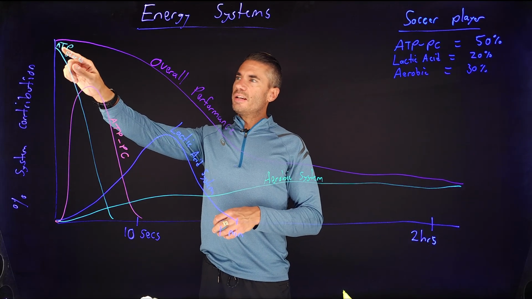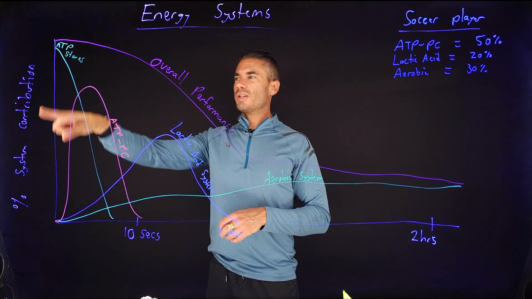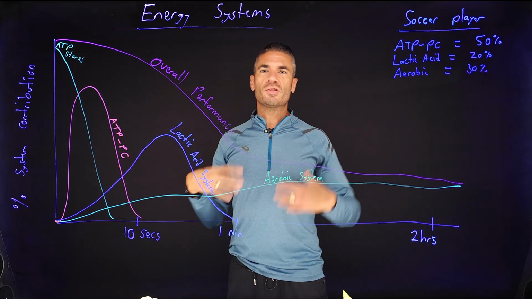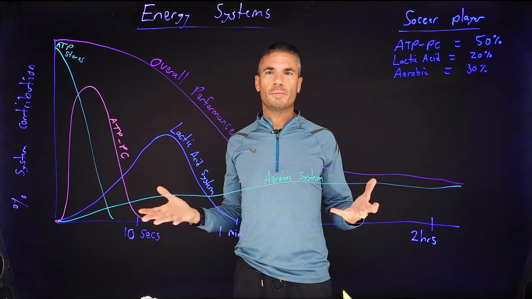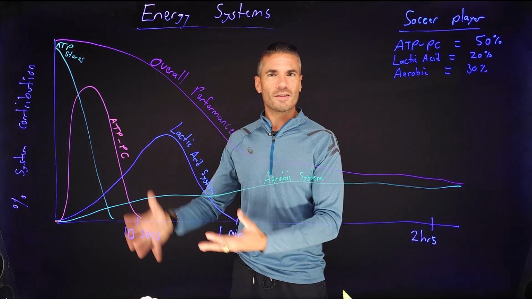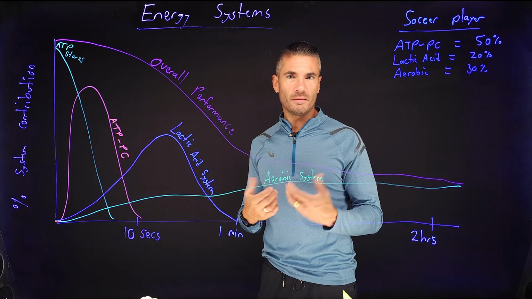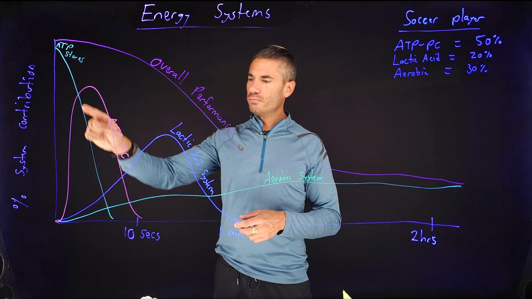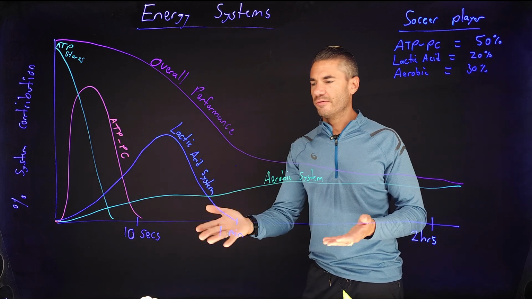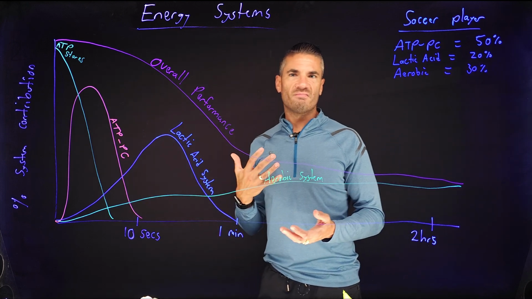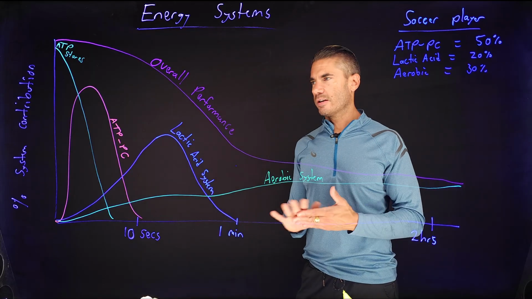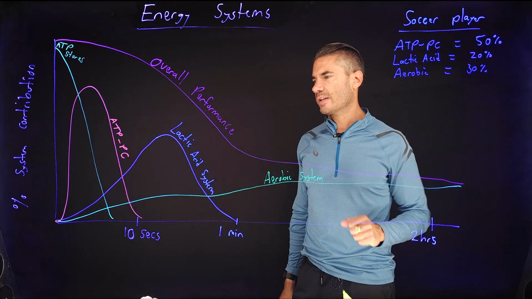So instantly, this is the percentage of system contribution to provide energy. The ATP stores in our muscles are the first thing to be used, okay? Because we don't need to resynthesize ATP until we've used some ATP. Makes sense, all right? And then those stores in our muscles are depleted even before the 10-second mark, like 3, 4, 5 seconds, because we're sprinting. Remember, we're running as fast as we can.